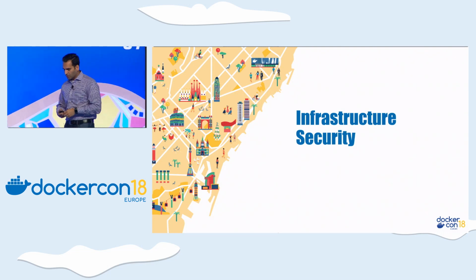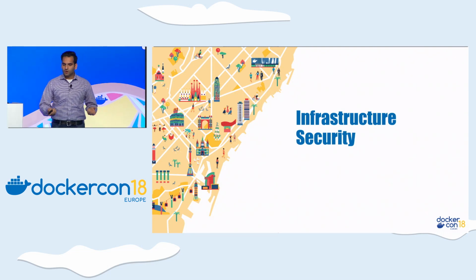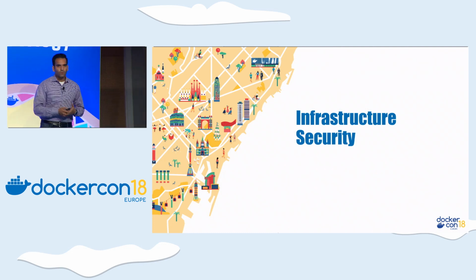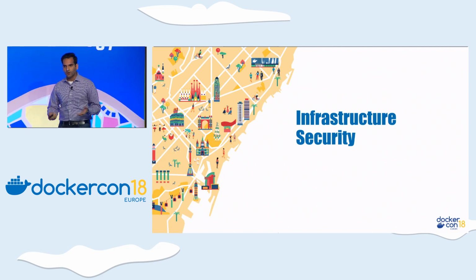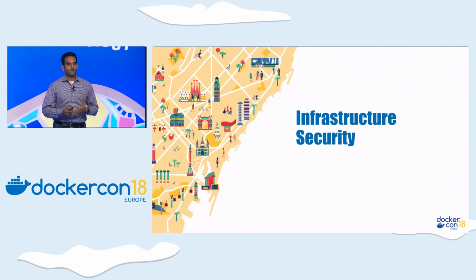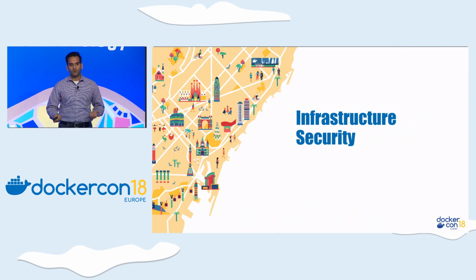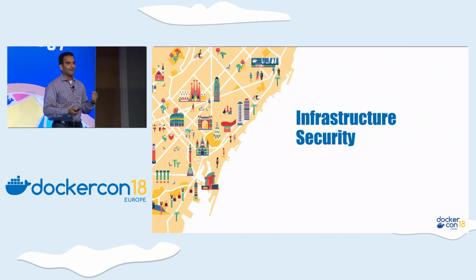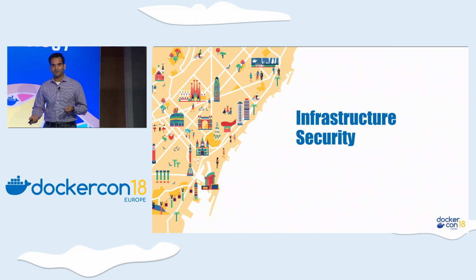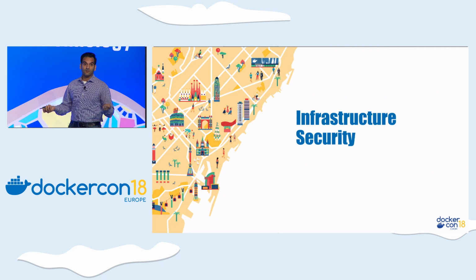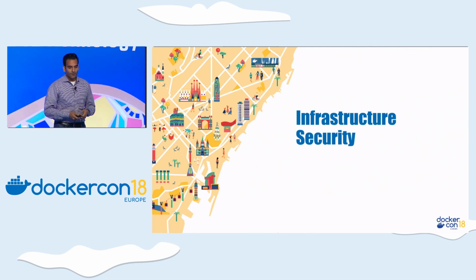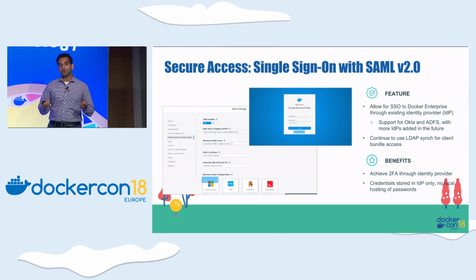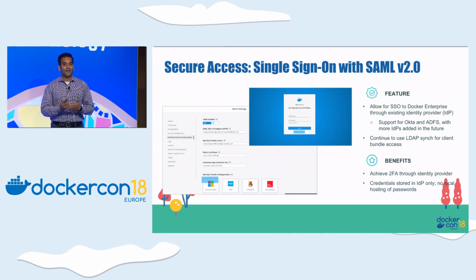So after those two, now we have deployed the images. Now we want to provide some infrastructure security. We want to make sure that the underlying infrastructure on which the containers are running is secure. You want to make sure that nobody who is not supposed to have access to it gets access to it. You don't want bad actors. So with that, very recently in Enterprise 2.1, we have introduced SAML support.